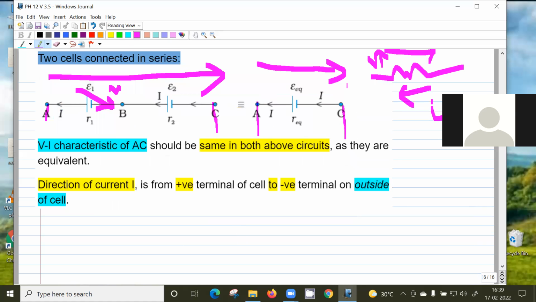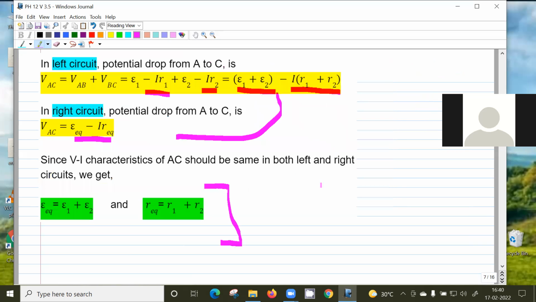So if we have one more cell, the third cell, then E equivalent will be E1 plus E2 plus E3. And R equivalent will be R1 plus R2 plus R3. Similarly, I can have n cells in series. So R equivalent is R1 plus R2, and so on up to Rn, and E equivalent is also the sum of E1 plus E2, and so on up to En.